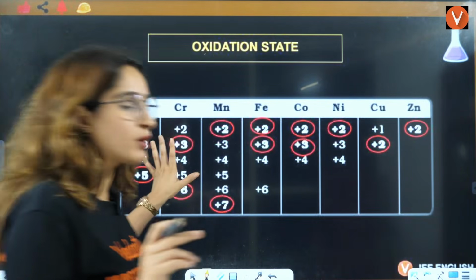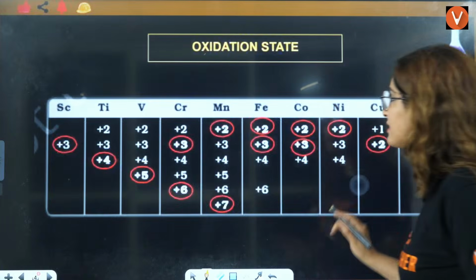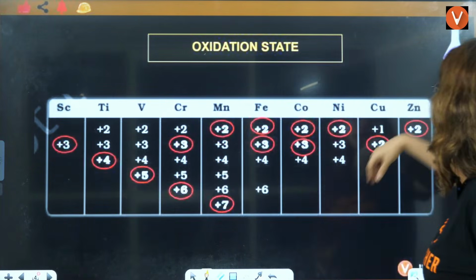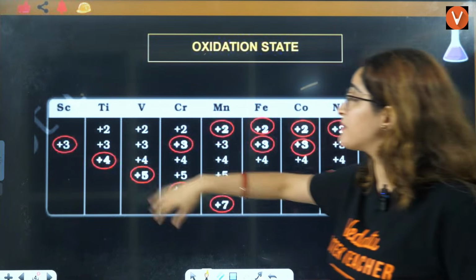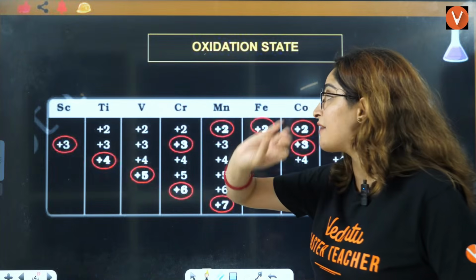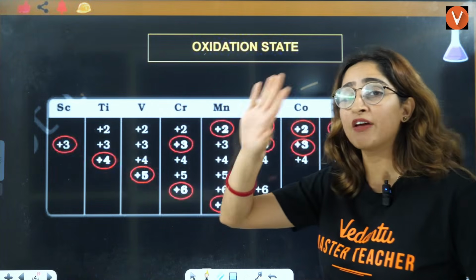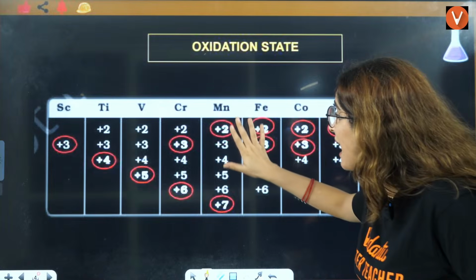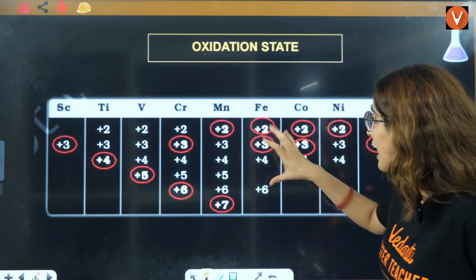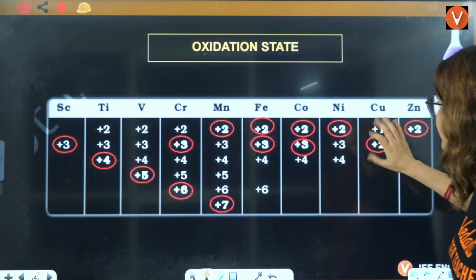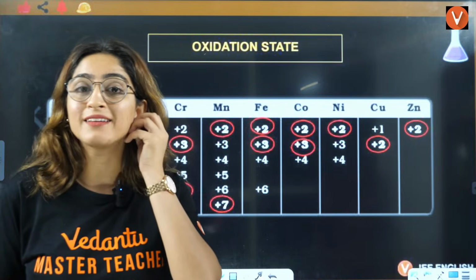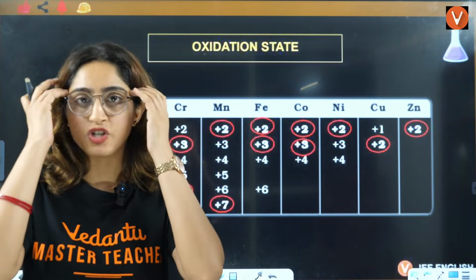This table is from your NCERT. As you can see in this table, scandium is having 3, zinc is having only 2, titanium is having 3 oxidation numbers, vanadium is having 4, chromium is having 5, manganese is having 6 oxidation numbers. Iron is again having 4, then 3, then 2, then 1. Variable oxidation state is there, that means oxidation state is changing.